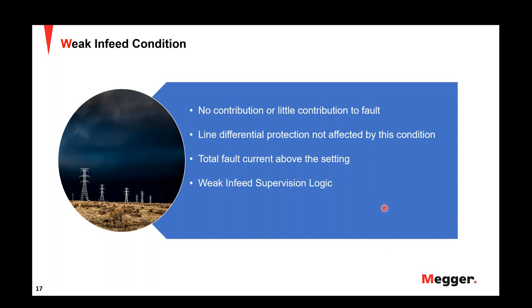Now, depending on the design of the protection system, the weak infeed end of the line may or may not trip for the fault, right? Some relays have supervision logic for this condition based on different calculations. The calculations for this logic can depend on the local current magnitude, or it could be a summation of both end currents. So depending on the method used, a weak infeed supervision logic may be needed to trip the line terminal with little or no fault current.